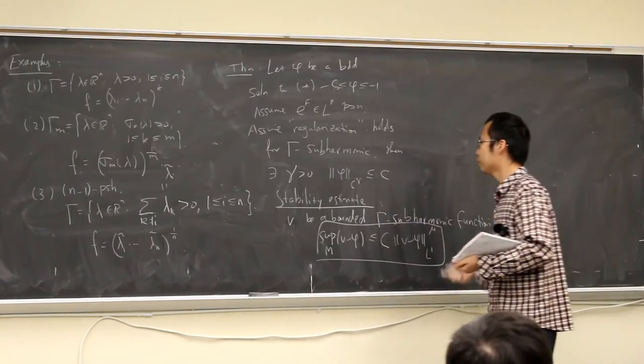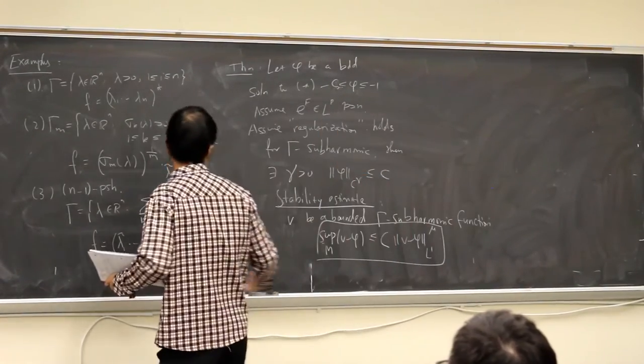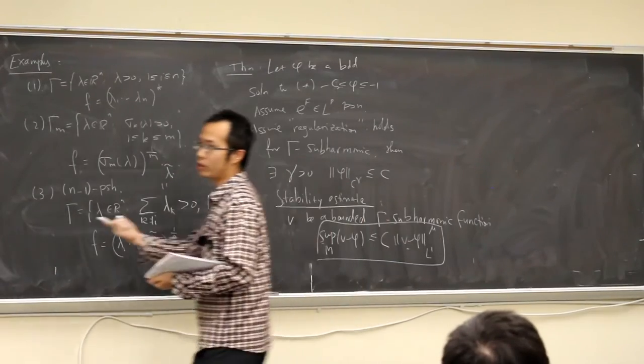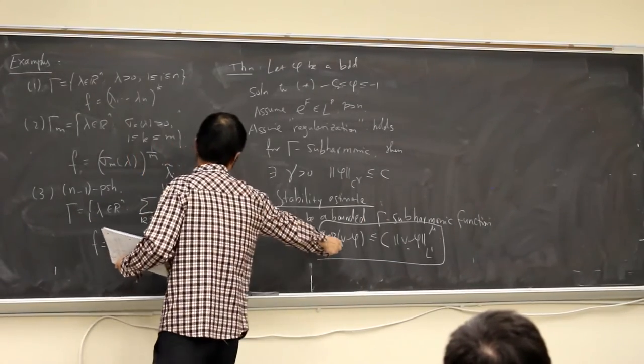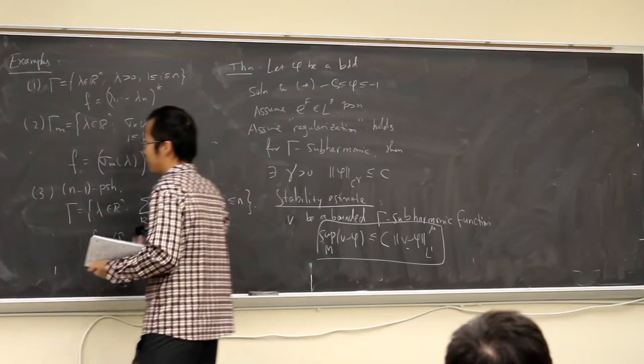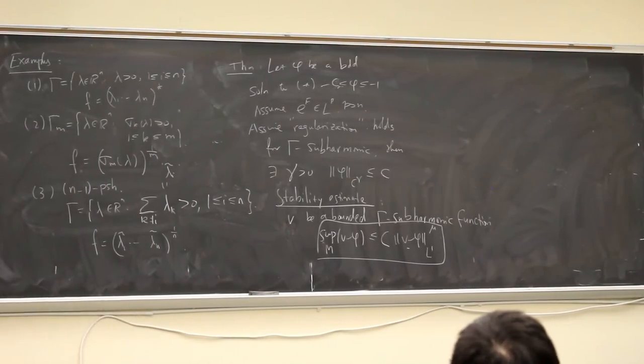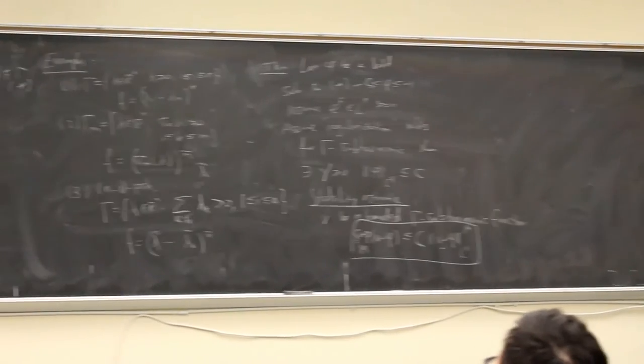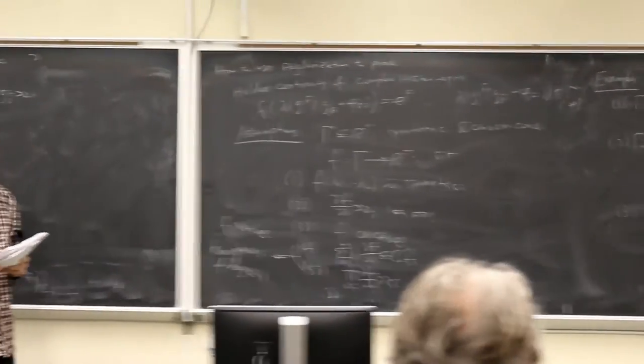So once you use that, you can take V to be your approximation, and you see that the difference is some power of epsilon, and that would imply the Hölder continuity. So that's how the regularization theorem can be used to do something like that.